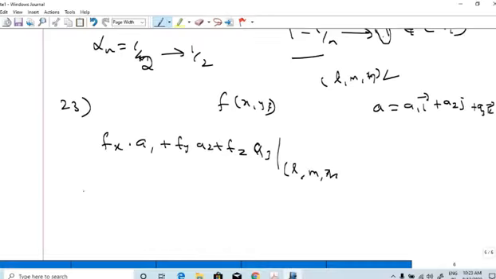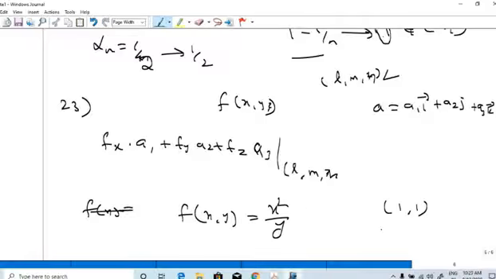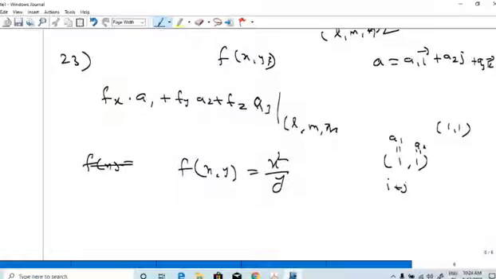Now here they are given that f of x comma y equal to x square by y square, with two variables, along the direction 1, 1. That means this is i plus j. Therefore a1 is 1, a2 is 1. The point is also 1, 1. So therefore, what is fx? You have to find the partial derivative with respect to x.